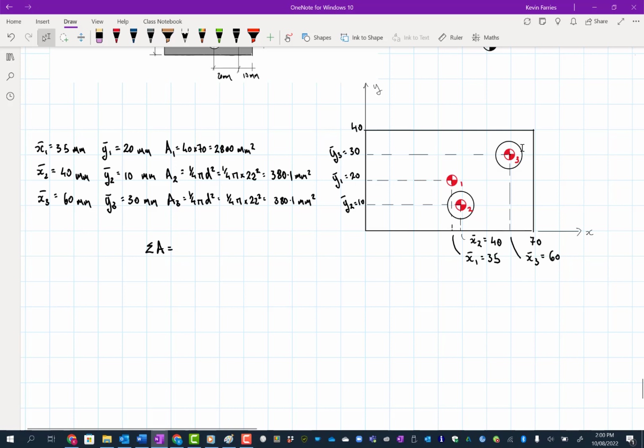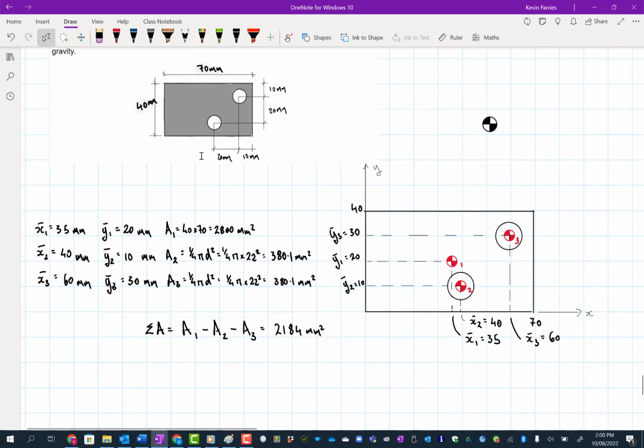When we add up the areas, we have to do A1 because that's there, but we're taking away A2 and we're taking away A3. We just need to be careful about that. So the total area is going to be 2800 subtract 308.1 subtract 308.1, which is equal to 2184-ish, 2184 millimeters squared.